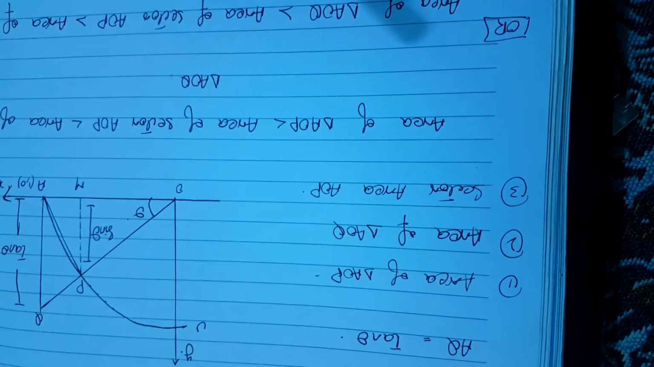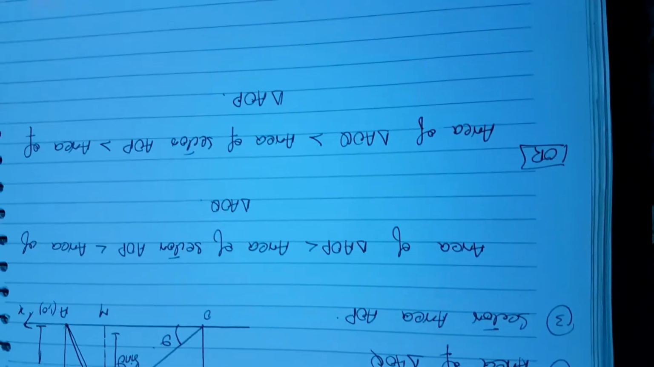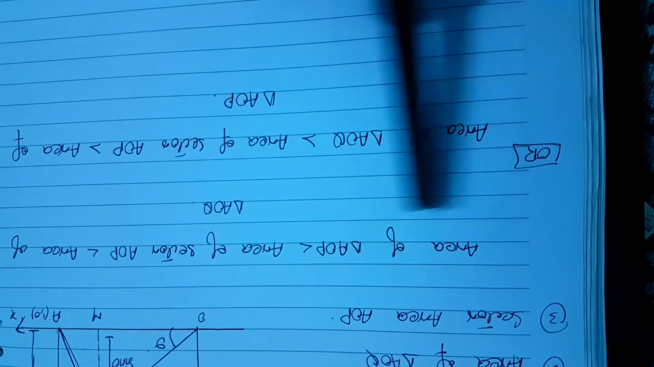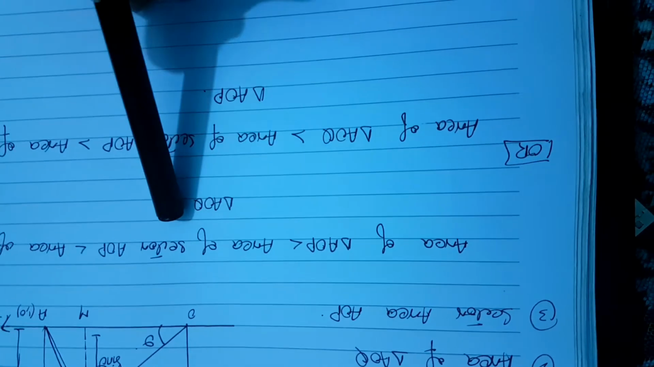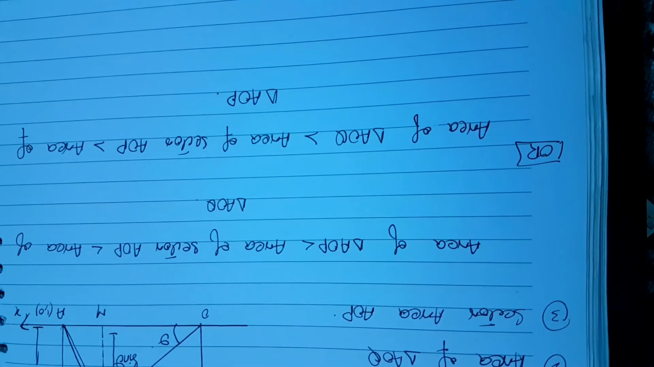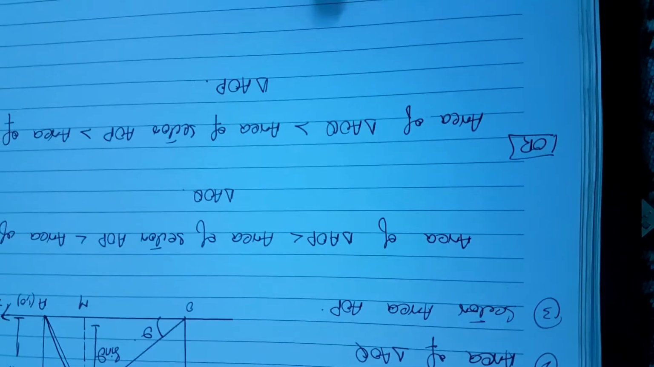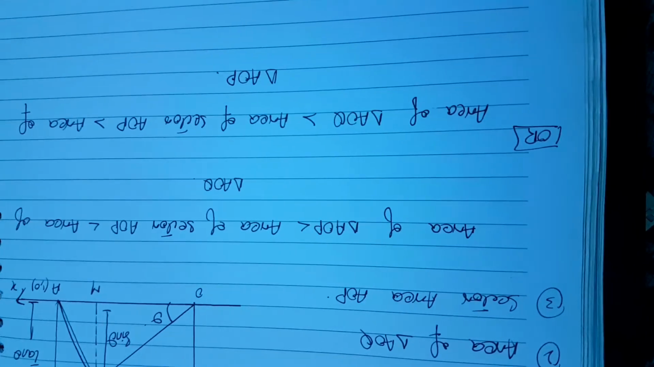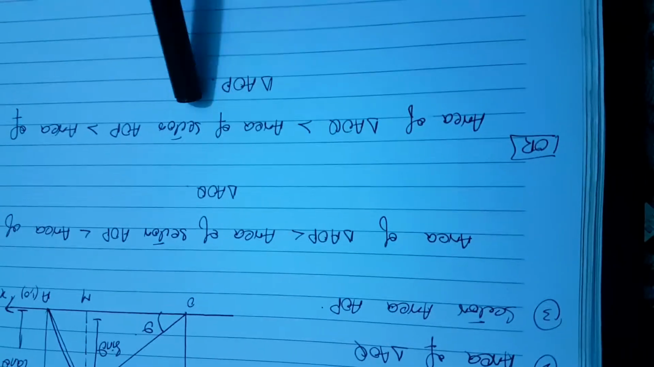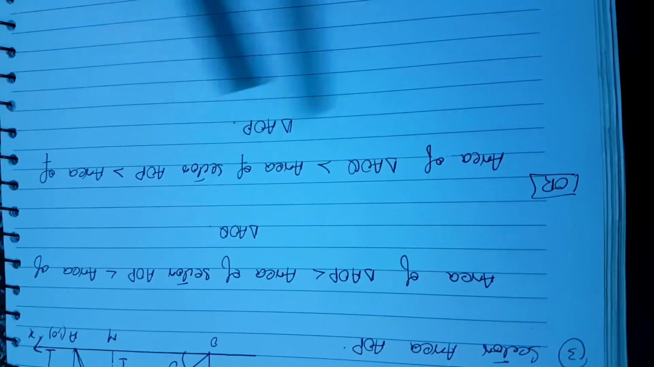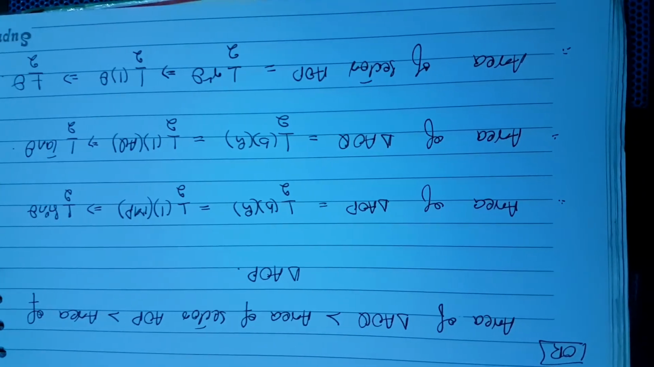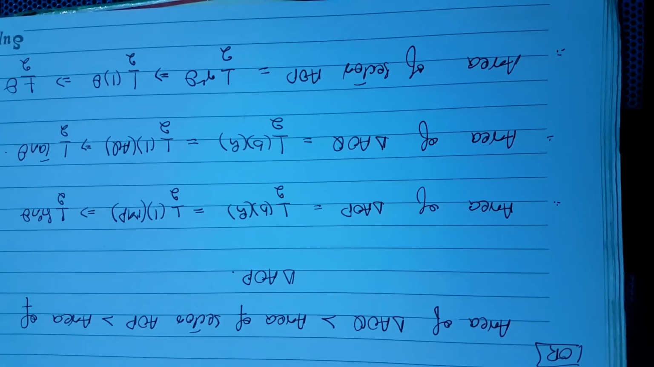As you can see, I can write the relationship among the areas of these three quantities. Number one, the area of triangle AOP is always less than the area of sector AOP, and both areas are less than the area of triangle AOQ. Or you can write this as area of triangle AOQ is greater than area of sector AOP, which is greater than area of triangle AOP.